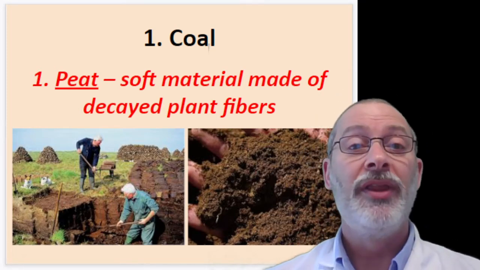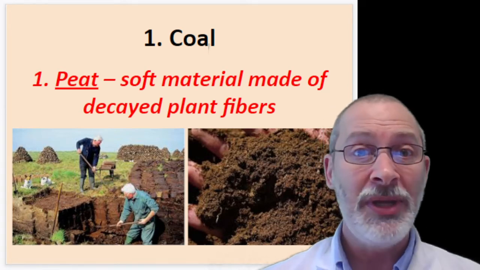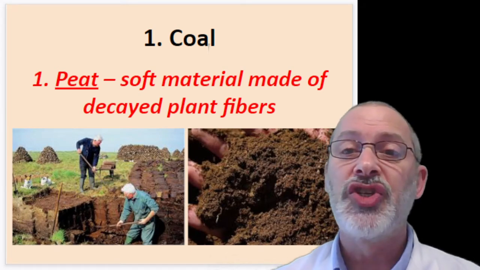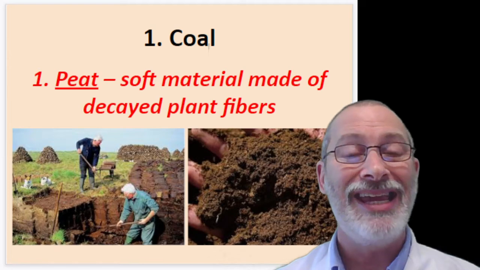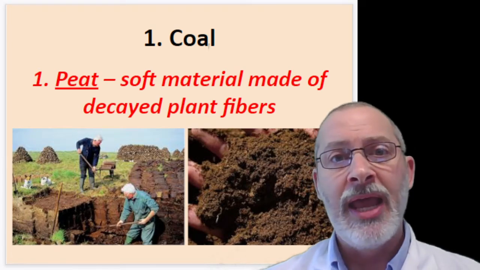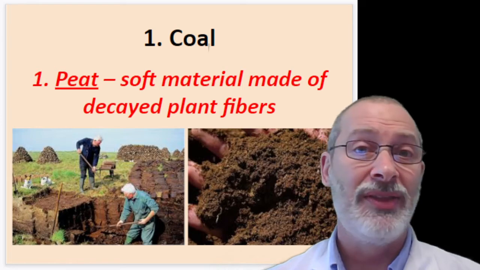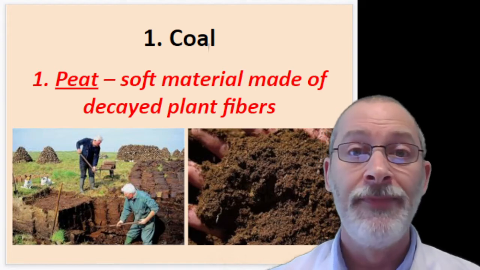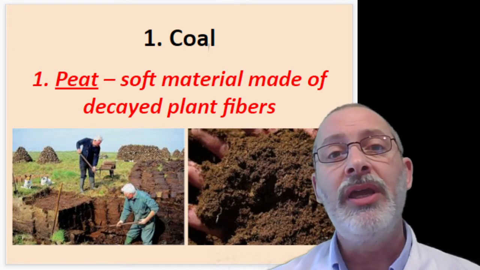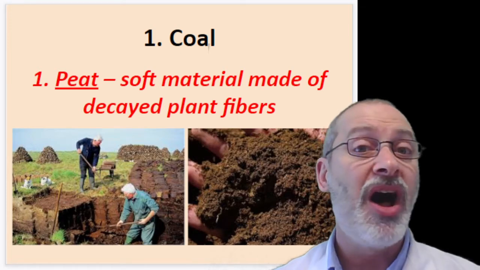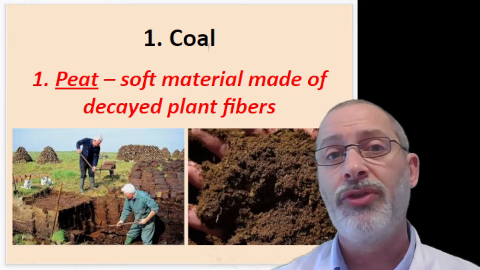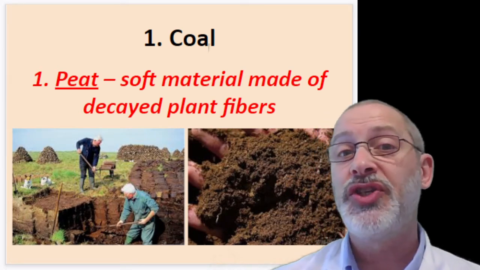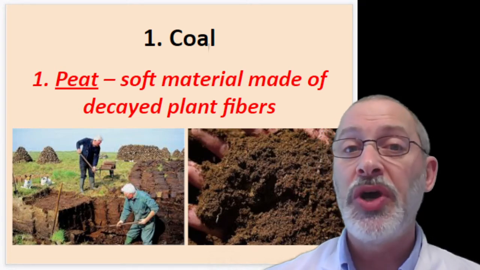Let's get back to the first phase in the development of coal called peat, P-E-A-T. Peat is a soft material made of decayed plant fibers. If you've ever played outside in the summertime with bare feet, you've probably felt grass blades between your toes. Have any of you ever walked through a pond barefoot? If you have, you've probably noticed that squishy feeling between your toes.